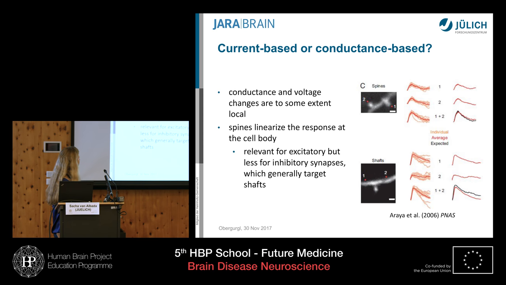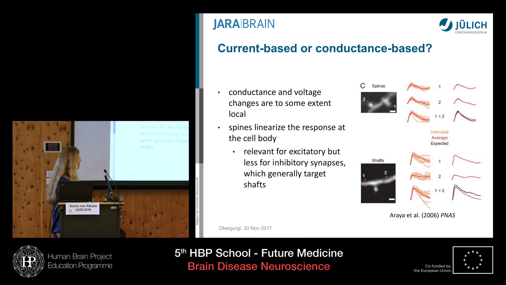And excitatory inputs usually target dendritic spines, and those have a little spine neck and a head, and the neck is a bit narrow. And these spines compartmentalize voltage and conductance changes and linearize the effect at the cell body. This is illustrated here in an experiment, I think it was rat slices. There are two synapses that are nearby each other in the same dendritic branch, and the average PSP for the one synapse is this, and for the other it's this, measured at the soma. And black is a linear prediction. And it matches the sum of the two when both are activated very well.